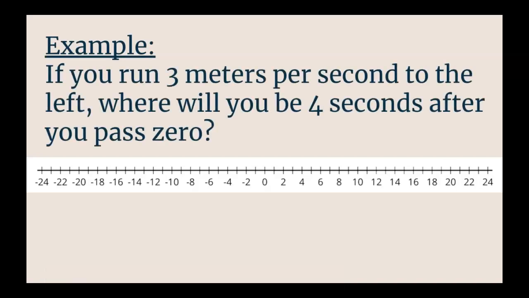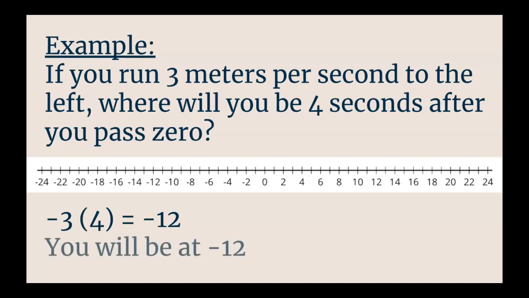If you run 3 meters per second to the left, where will you be 4 seconds after you pass 0? Well, if you're going left here, we could do that you go -3 meters every second. So -3 times 4 is going to land you at -12. You're going to be at the position of -12 on this number line. So you're doing distance equals the rate times the time, and we're still in the negative numbers.